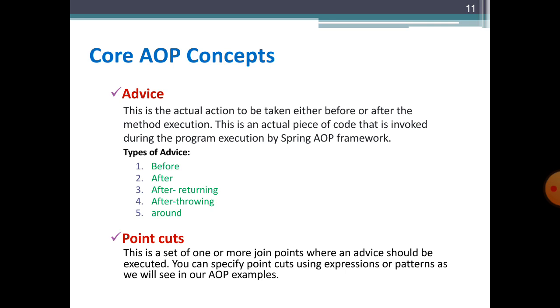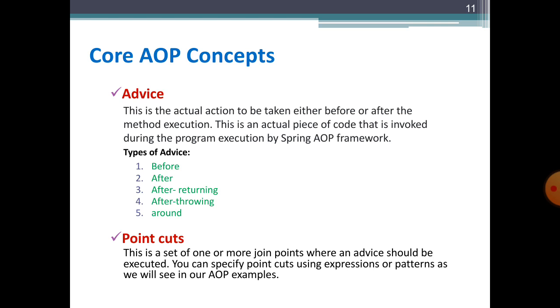There are different types of advice available. Before I start the different advices, I would like to say that advice is basically an actual piece of code which is invoked during program execution by the Spring Aspect Oriented Programming Framework. So Spring Framework is a supporting framework provided by the developer community, which supports the aspect oriented approach as well. Students, there are different types of advice available, like before and after. I will discuss them one by one.